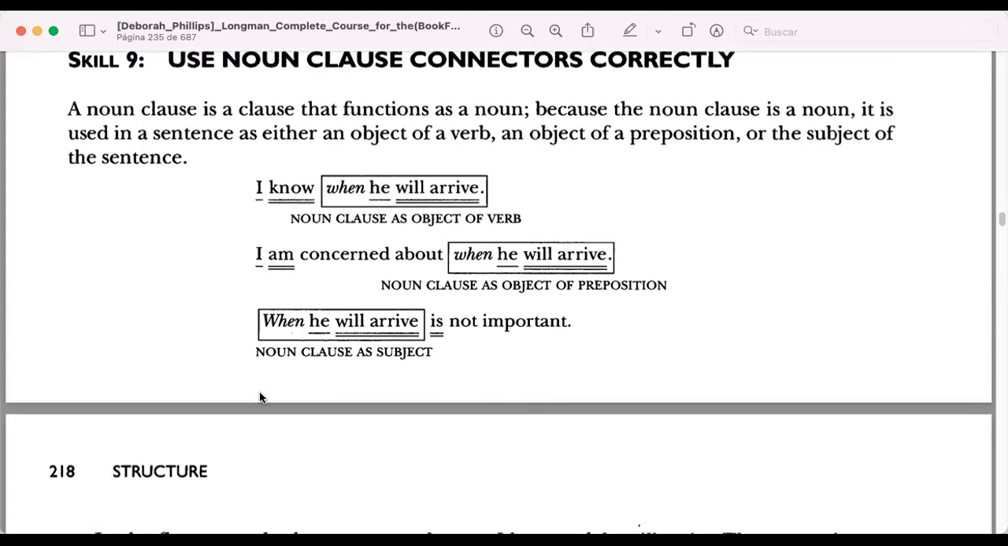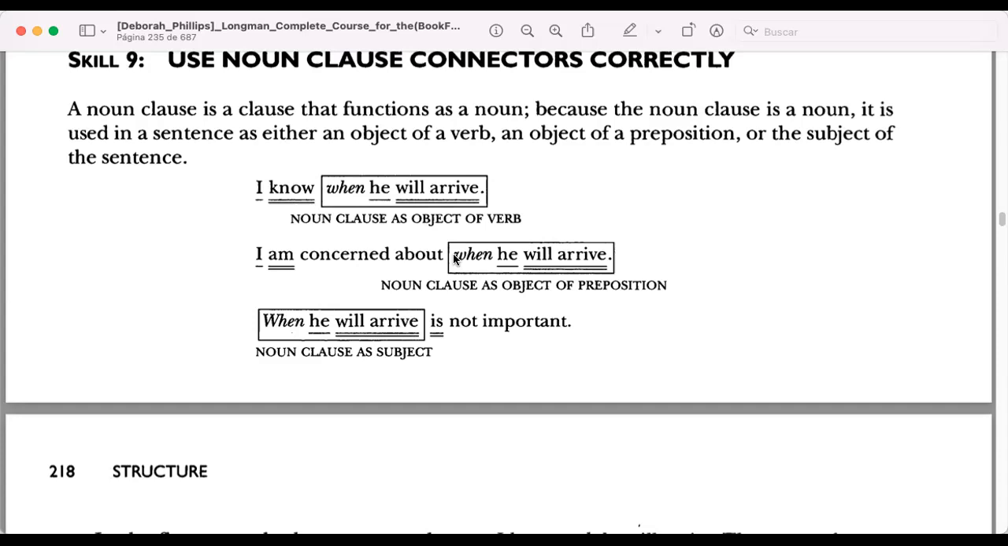I know when he will arrive: noun clause as object of verb. You will check the differences. I am concerned about when he will arrive. On the second one, "when he will arrive" is a noun clause as object of preposition. And the third one, "When he will arrive is not important," noun clause as a subject.